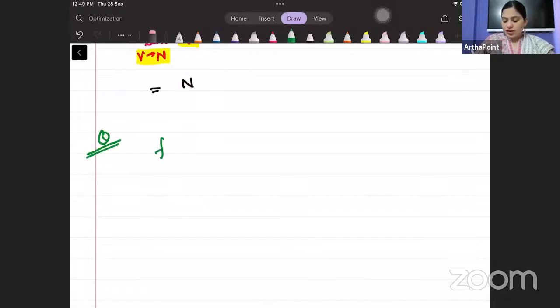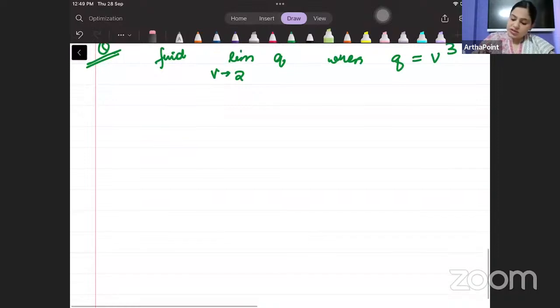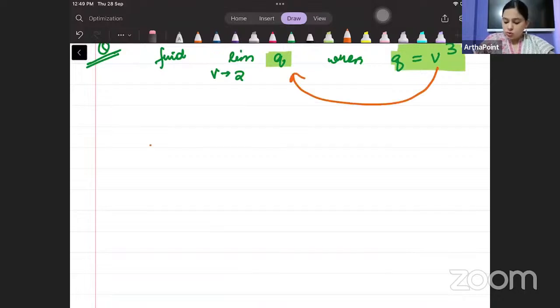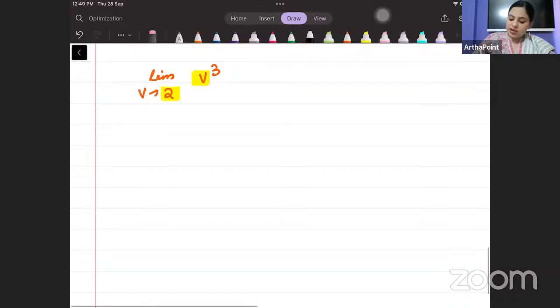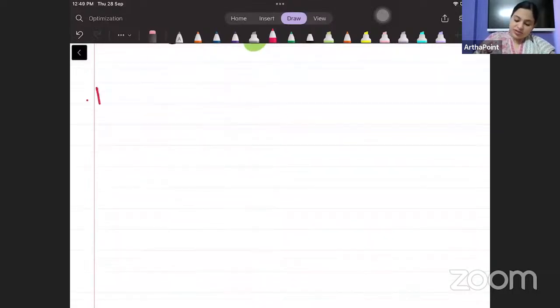अच्छा, let's take some question now. So suppose I tell you, find limit V tends to 2 of Q when Q is given as V cube. ठीक है बेटा? तो देख लेते हैं. Q की value क्या दी हुई है? V cube. So instead of Q I will put V cube. So what will I get? Limit V tends to 2 of V cube. And then beta instead of V what will I put? I will put 2. So what will I get? 2 to the power 3. This will be 8. So the answer to this question will be 8. Clear? Okay.